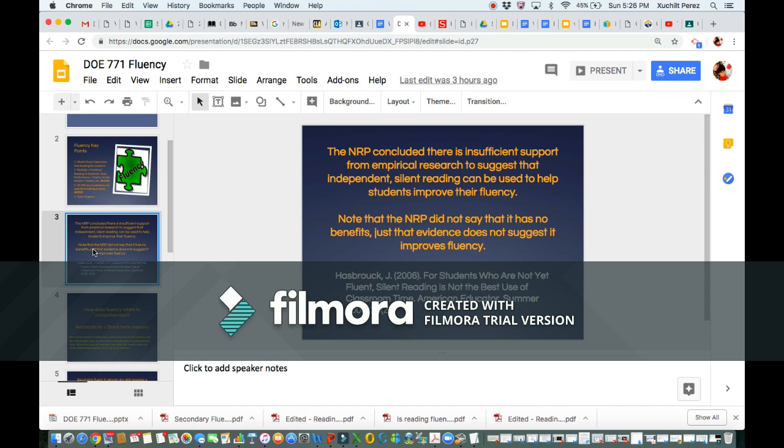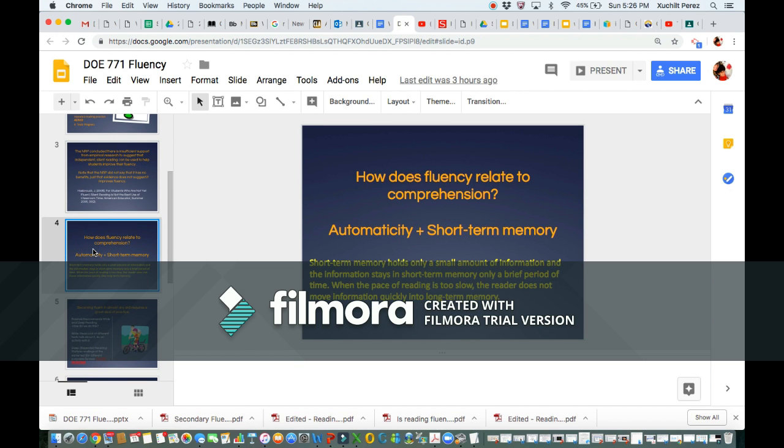So if you go through the PowerPoint, you will see that I've cited some of the most recent research around fluency and have discussed how fluency and comprehension are related. So automaticity and short-term memory: your short-term memory can only hold a small amount of information, and the information stays in short-term memory only a brief period of time. So when the pace of the reading is too slow, the reader does not move information quickly into the long-term memory.